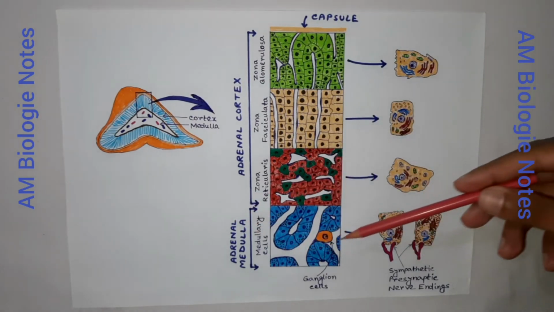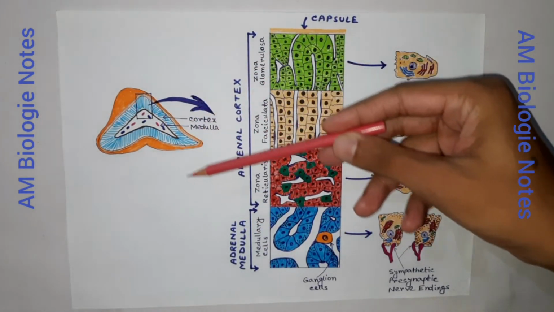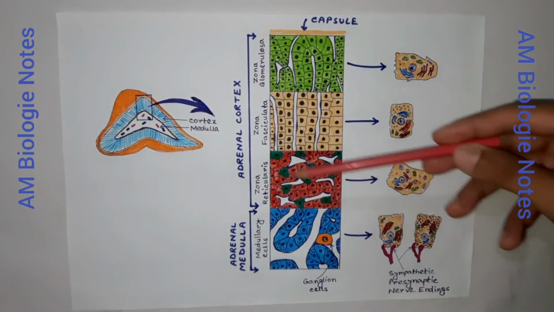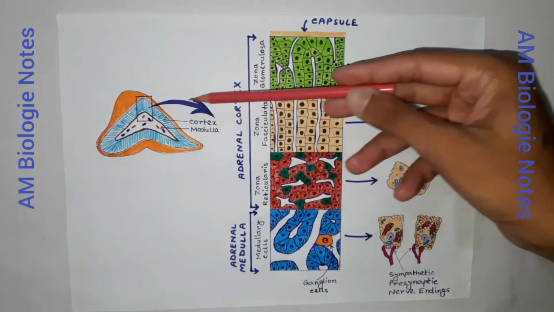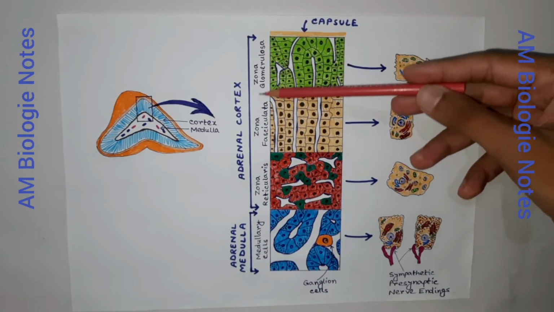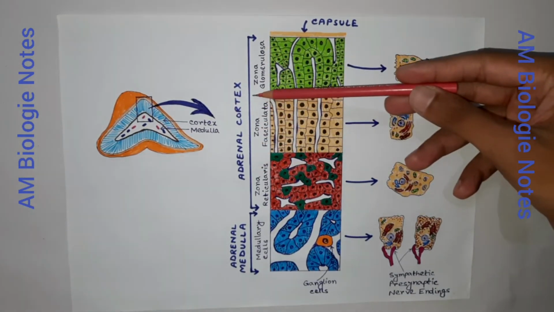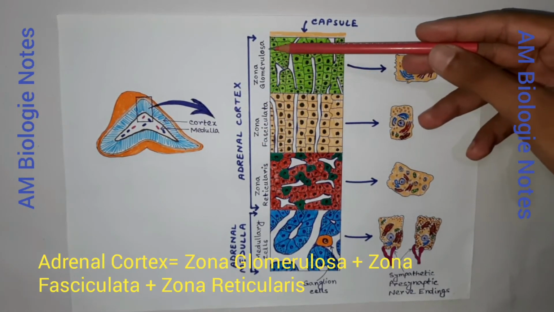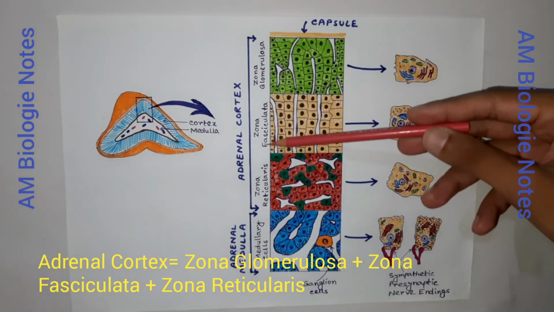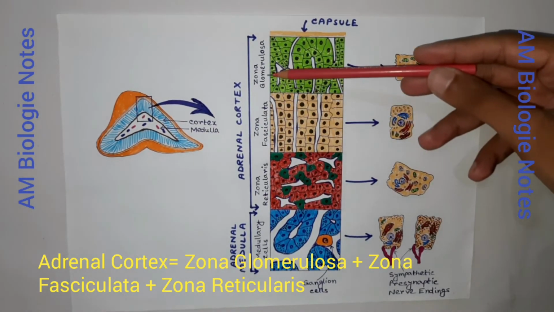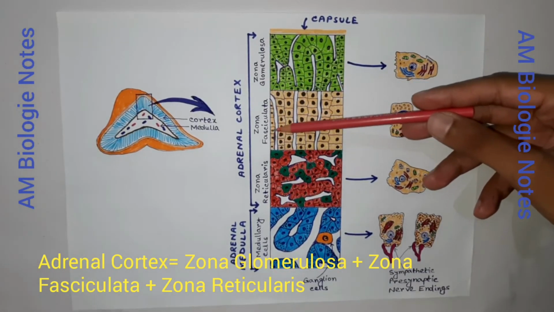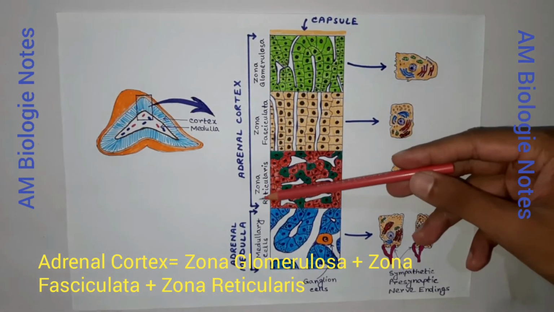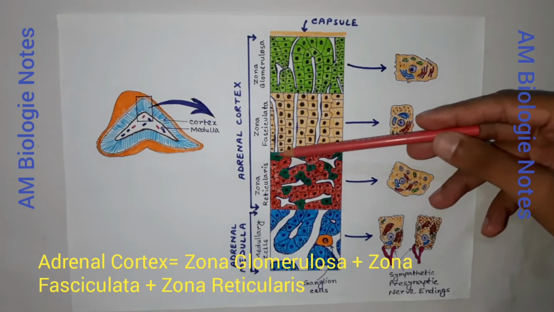This is a diagram to show the histological structure of adrenal glands. If we study the microscopic structure, then we will see the adrenal cortex is divided into 3 zones on the basis of the arrangement of its cells. These are zona glomerulosa, zona fasciculata, and zona reticularis.